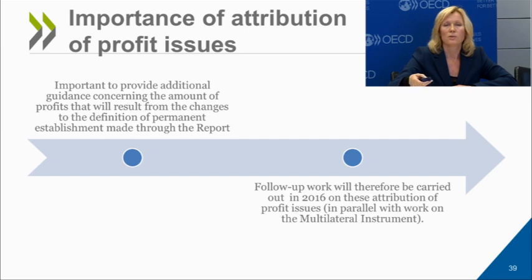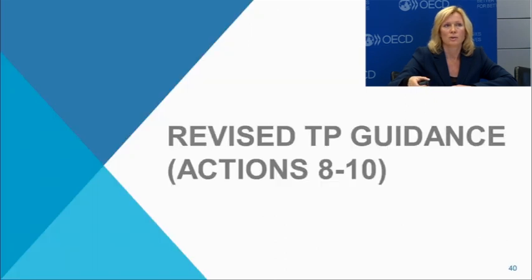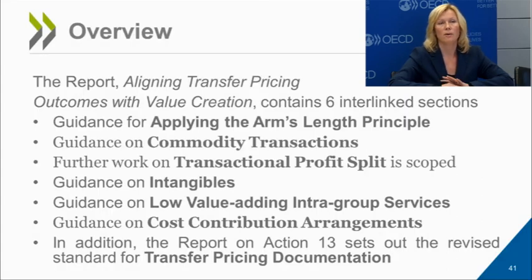So that leads us from the treaty changes to the revised transfer pricing guidelines. And here we had 3 action points, 1 report, 187 pages long. So extensive guidance there. And if you look at that guidance, it rotates around one notion, the notion of aligning transfer pricing outcomes with value creation. Where is the value created? And that is done through 6 interlinked sections.